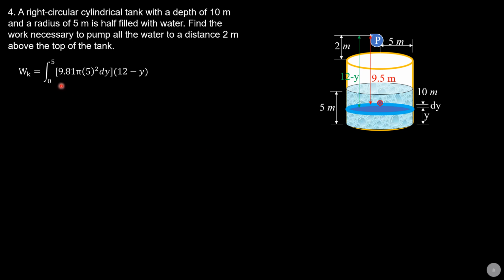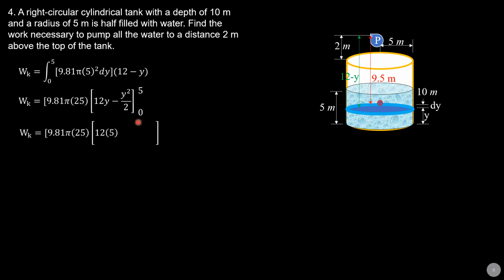Rearranging, that's 9.81 pi times 25. Then the integral would be 12y minus y squared over 2 from 0 to 5. So substituting, that's 9.81 pi times 25 times quantity 12 times 5 minus 5 squared over 2. So this is 60 minus 12.5, and that is 47.5. Then times 9.81 times pi times 25, using your calculator, work is equal to 36,598 kilonewton meter.